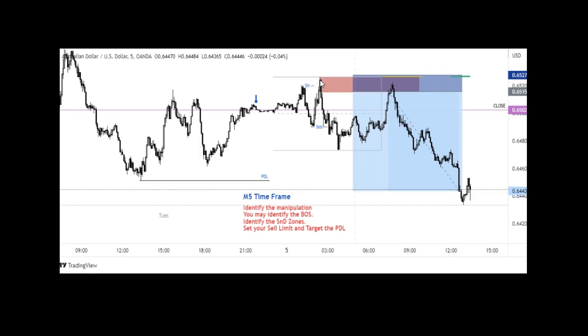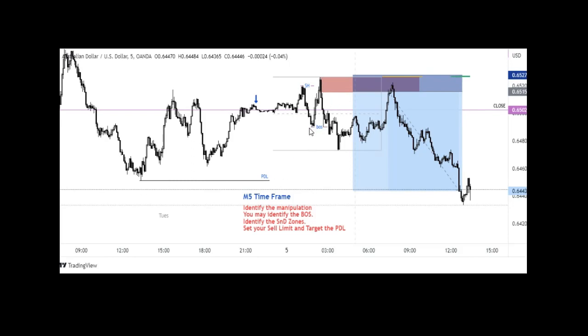We have this very fine supply zone. The market rallied downwards and then rallied to mitigate the zone. And then we have a beautiful trade targeting this previous daily low. So this is the 5 minute time frame. We identify the manipulation, the same thing, then identify the target.